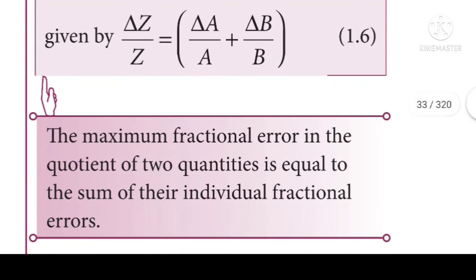So this expression can be explained as: the maximum fractional error in the quotient of two quantities is equal to the sum of their individual fractional errors. Once again I repeat, the maximum fractional error in the quotient of two quantities is equal to the sum of their individual fractional errors.